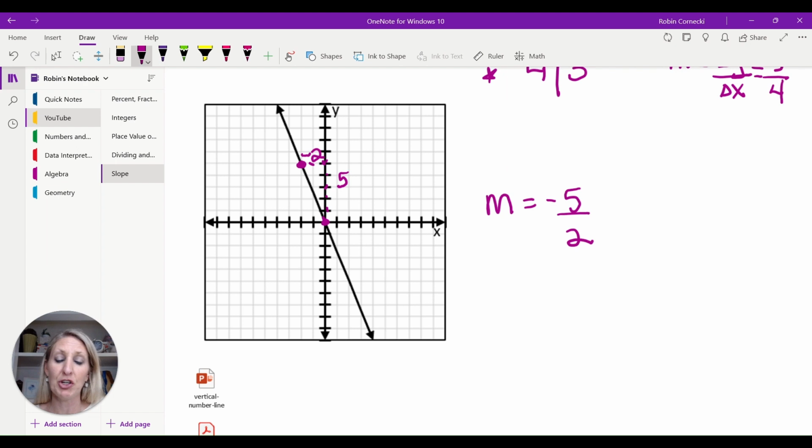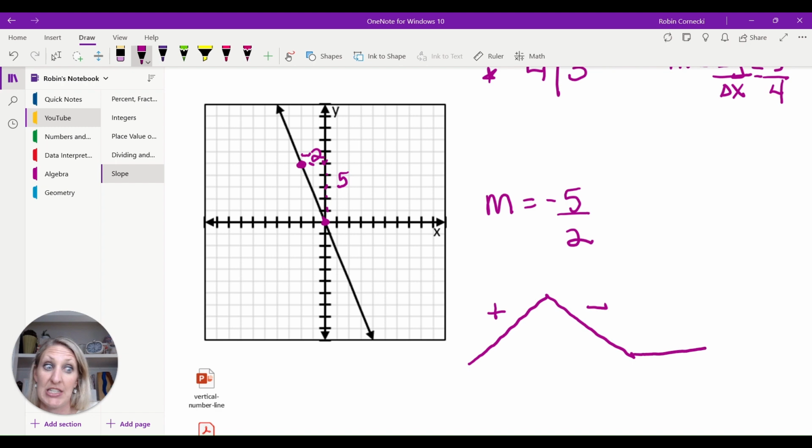I don't know if you've ever heard of Slope Dude, but I'll link that video below as well. Slope Dude is just a skier dude, and what he says for his slopes is that if you are skiing up the hill, it is going to be puff, puff, positive. If you're skiing down the hill, you're going as a nice negative. If you're cross country skiing, which is zero fun, it's zero slope. And the worst curse word in mathematics is undefined, which is your vertical line.